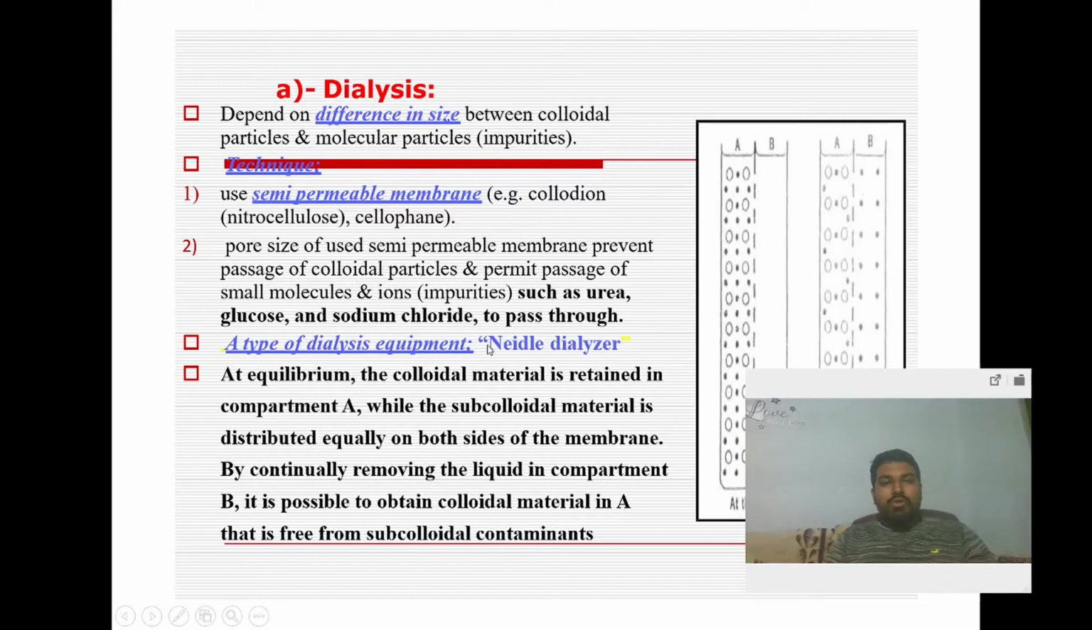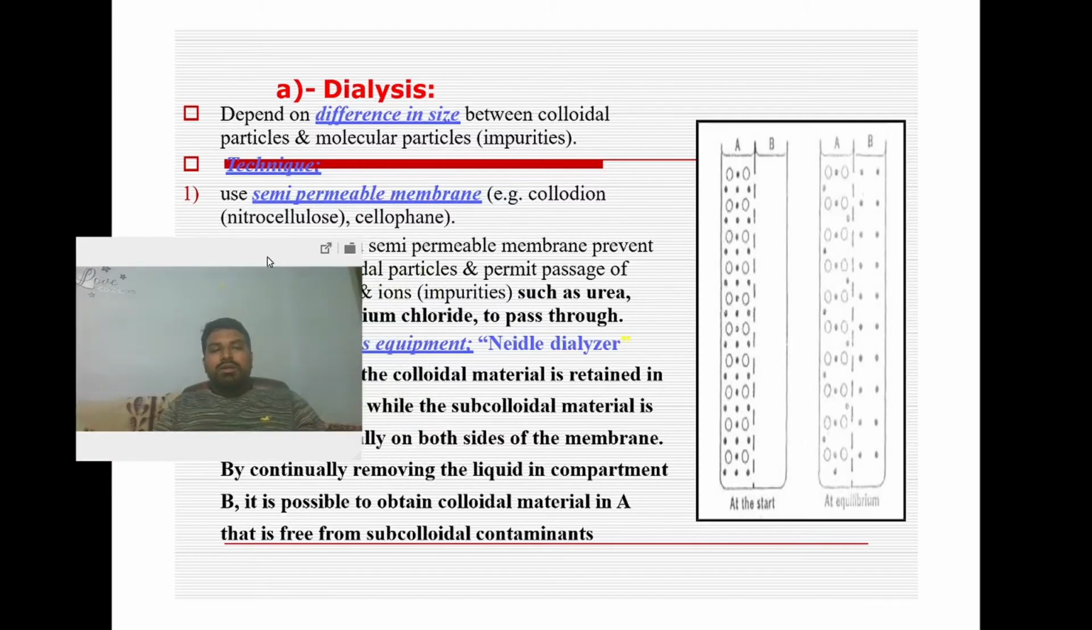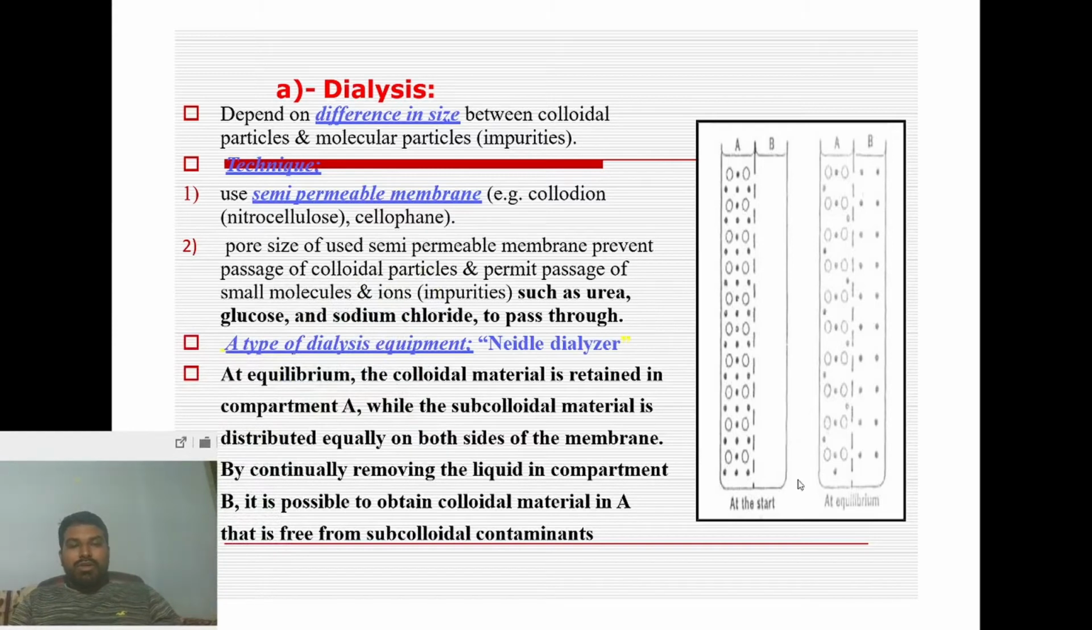A type of dialysis equipment is the needle dialyzer. At equilibrium the colloidal material is retained in compartment A, while the subcolloidal material is distributed equally on both sides of the membrane. By continually removing the liquid in compartment B, it is possible to obtain colloidal material in A that is free from subcolloidal contaminants. The explanation is given here, at start and at equilibrium. This is A and B.